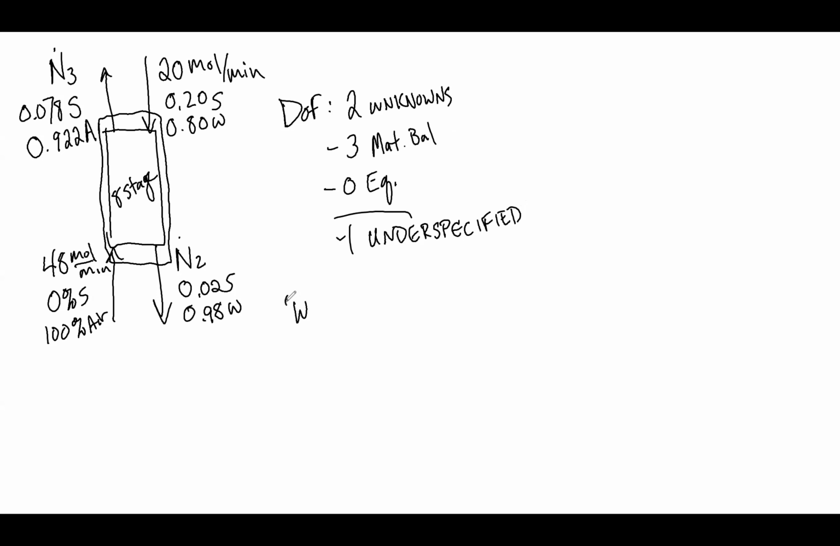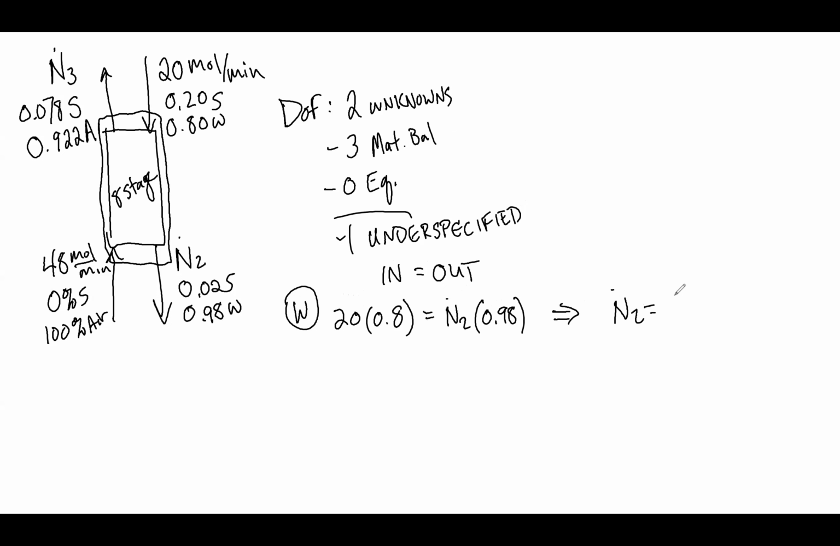First, I have a water balance that I can do. My water balance is the amount of water coming in, and before I start, these are all of the form in is equal to out. So water coming in is 20 times 0.8 is coming in. Coming out, I have N2 times 0.98. And that one is easy to solve for N2. If I solve for N2 here, I get 16.3 moles per minute.